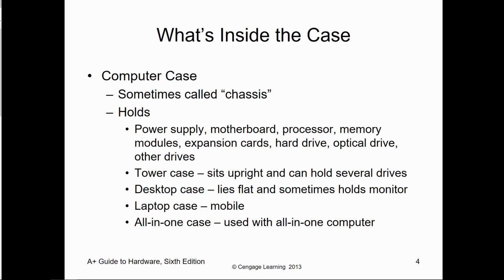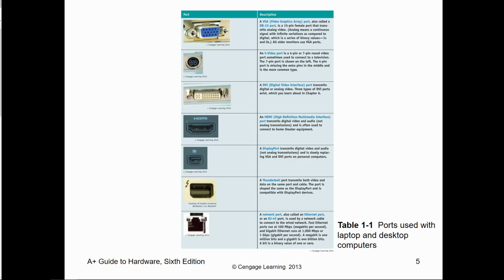So the next thing is we have to be able to look at common components and understand what they are. For example, the top one is a VGA, a DB15. First of all, if you count how many holes there are, 15 holes. It looks like a giant D, hence the DB.